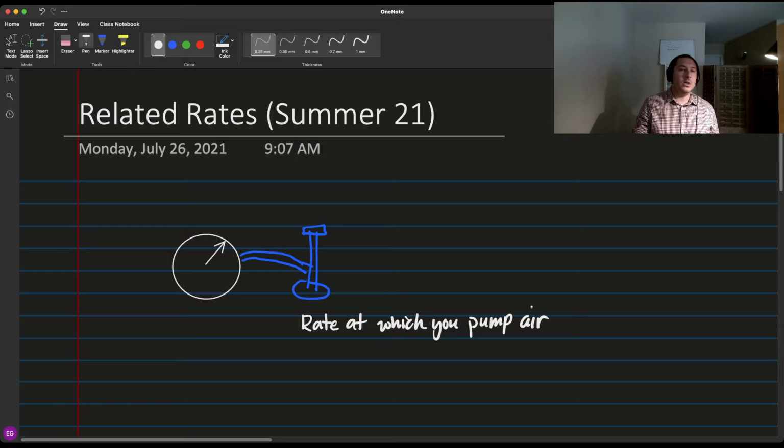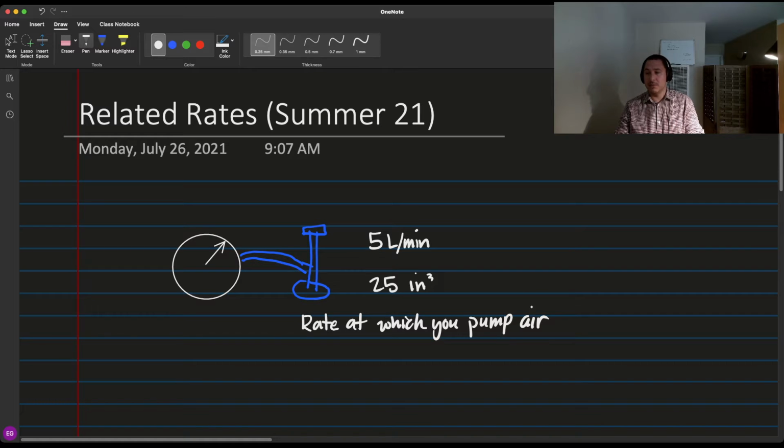Okay. So remember, you measure air as a volume. So what you could say is like, hey, I don't know, the air is going in at a rate of 5 liters per minute or something like that. Is a liter a measure of volume? I want to say a liter is a measure of volume. Am I right about that? I guess we could always use cubic inches. So you use like 25 cubic inches per minute. But I think liters are a measure of volume.